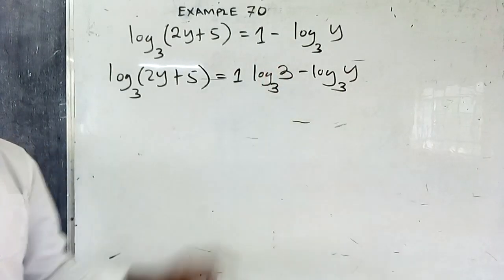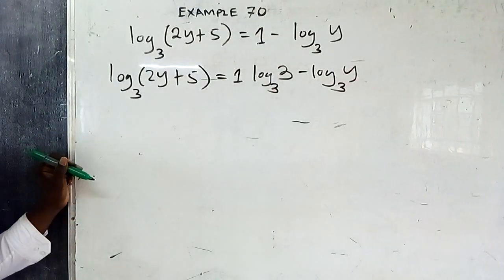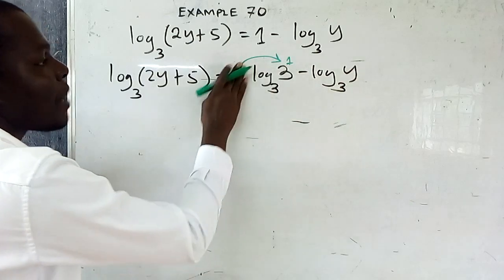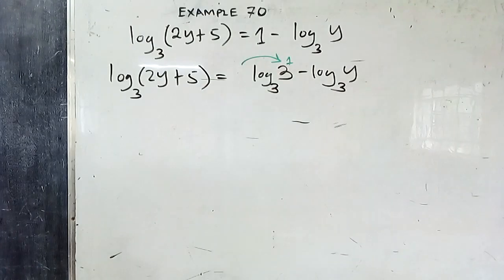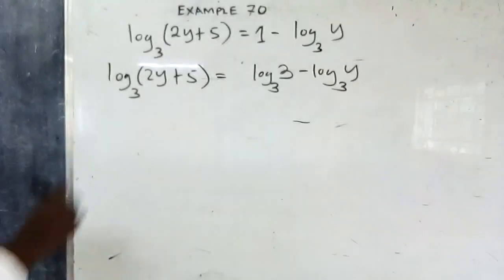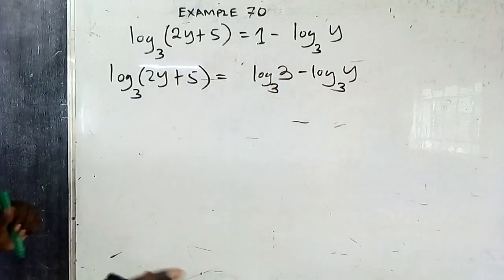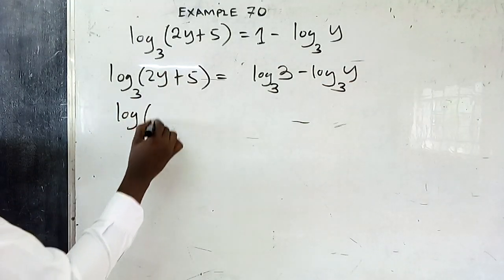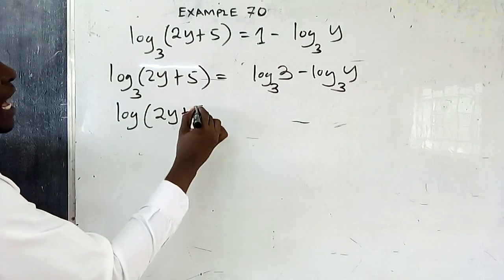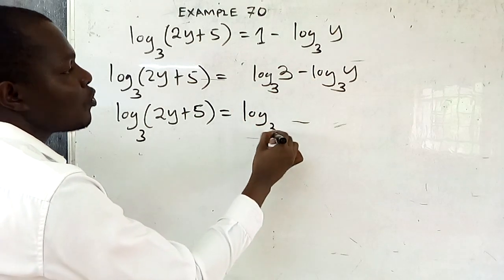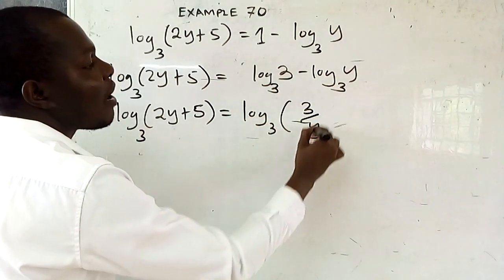A log of a number to the same base is 1. So the next step is to get rid of the coefficient, isn't it? Meaning this coefficient 1 will become the power there. 3 raised to power 1 is just 3. Are we together? So the next thing, one term on either side of the equation. So on this side we have log of 2y plus 5 to base 3 is equal to log to base 3 of what? 3 over y.